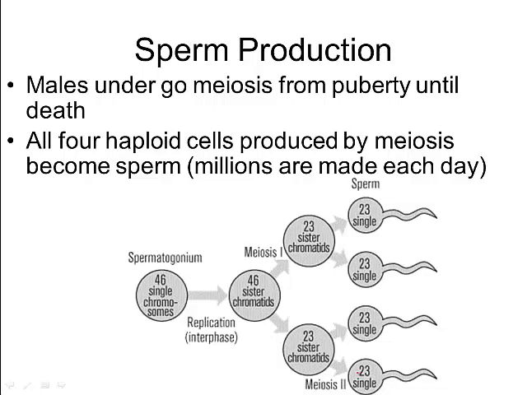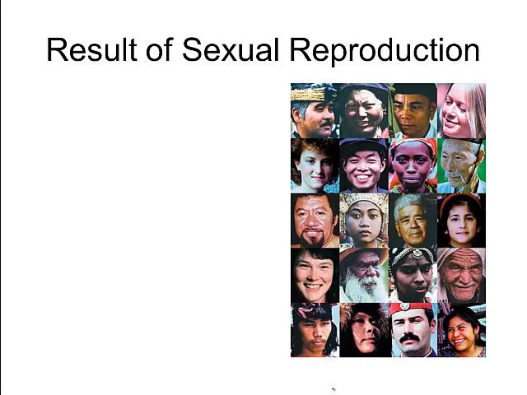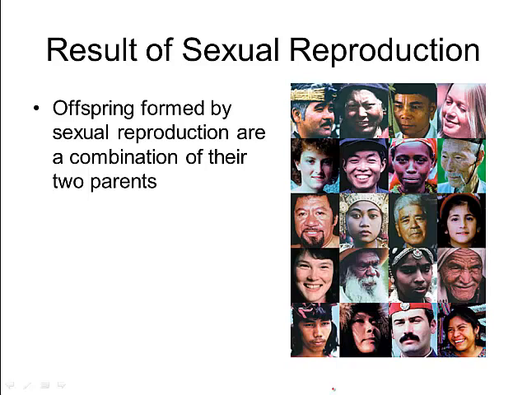So the result of sexual reproduction is that the offspring that are formed, remember, are a combination of their two parents. Because of that, our offspring are never identical to one parent. You might look a lot more like one parent or the other, but you're not identical to either parent. That's because the DNA that you're getting from each parent is different, and then you end up being a mix of those two sets of DNA.